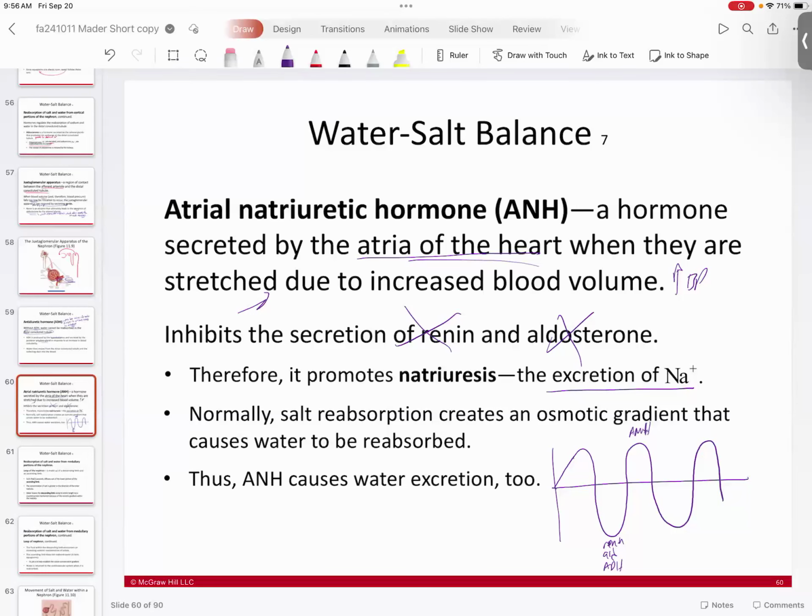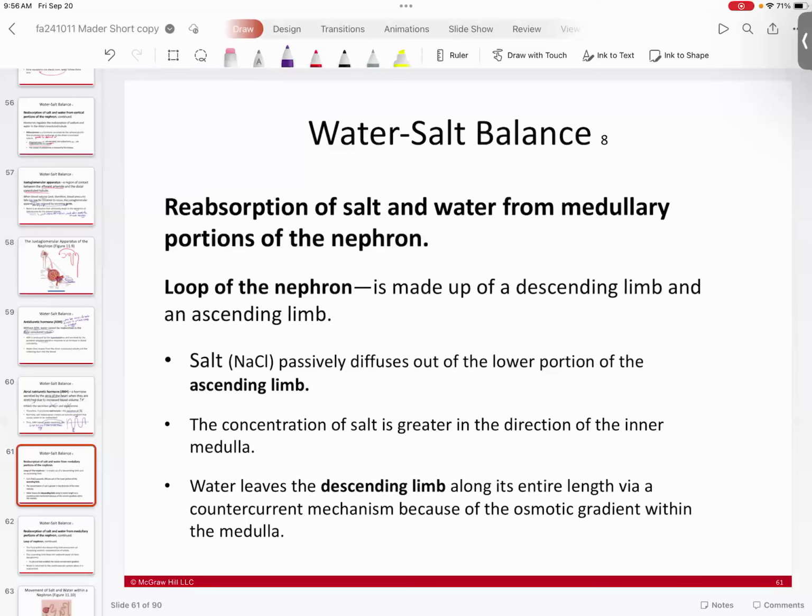And so normally what happens is the salt gradient will then be moved into the filtrate, and then the water will chase the salt into the urine stream. So basically what this does is it dumps salt into the filtrate and water chases after. That gets rid of the water, bringing your blood pressure back down.